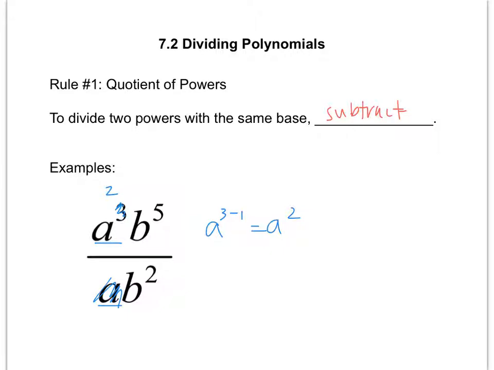If I look at b, I have b to the fifth and b to the second, which gives me b to the third. So again, if I cross out 2 down in the denominator, I would take away 2 in the numerator, and I'd be left with b to the third. So my final answer here would be a squared b to the third.